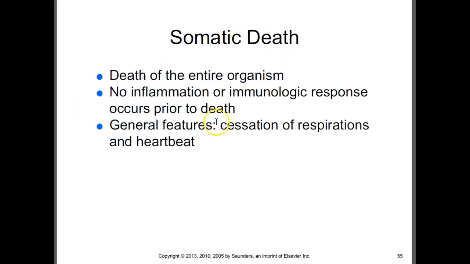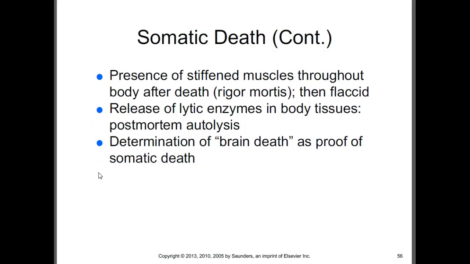All right, so somatic death, remember soma means body, so the death of the entire organism, right? No inflammation or immunologic response necessarily occurs prior to death. Basically, the cessation of respirations and heartbeat is what you find in a person who has somatic death. Eventually everything just kind of stops, right? You might see stiffened muscles throughout the body after death, called rigor mortis. Then they become flaccid again. You might see lytic enzymes, and then brain death is proof of somatic death.